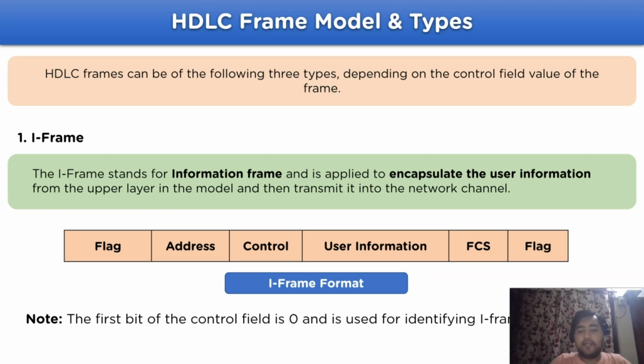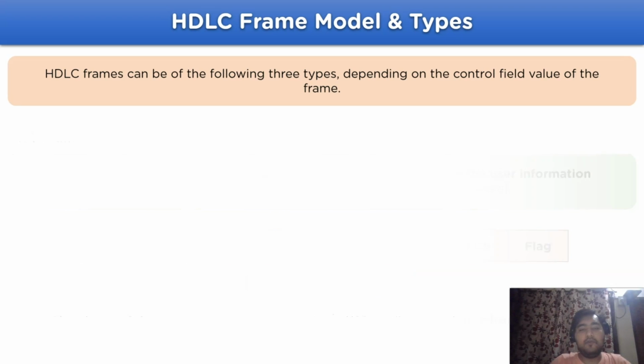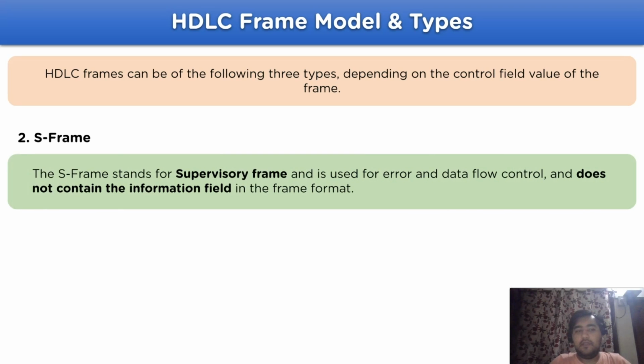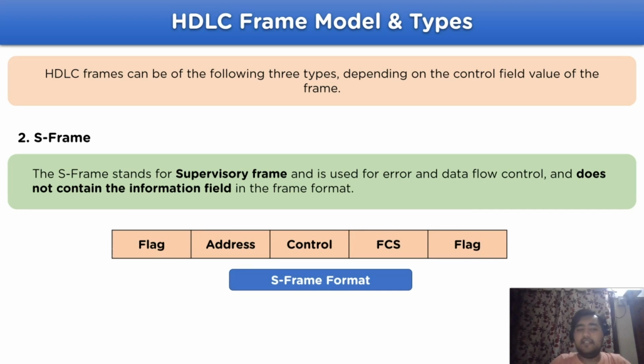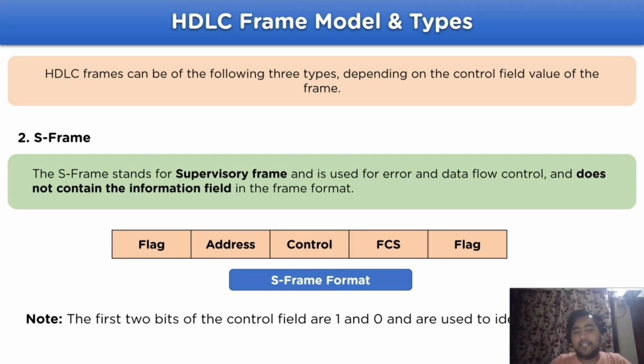Note, the first bit of the control field in this frame is always 0, which also acts as an identification point for I frame. Moving on, we have the S frame. The S frame stands for supervisory frame and is used for error and data flow control and does not contain any information regarding the information field in the format. Note for the S frame, the first two bits of the control field are 1 and 0, which acts as an identification point for S frame.